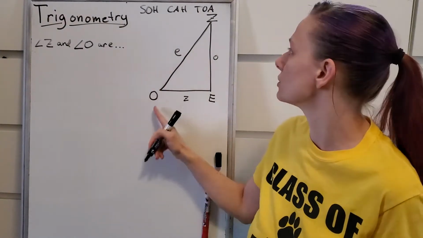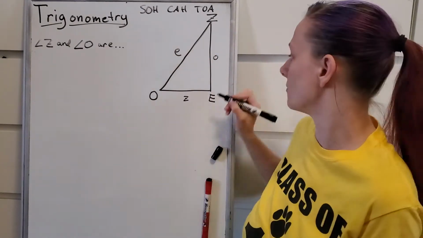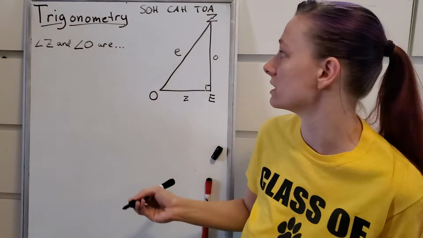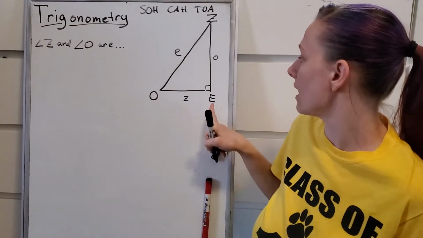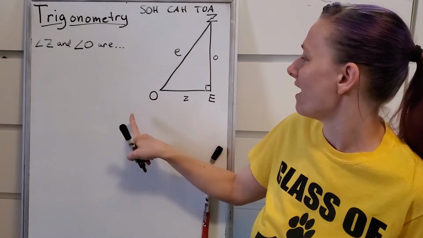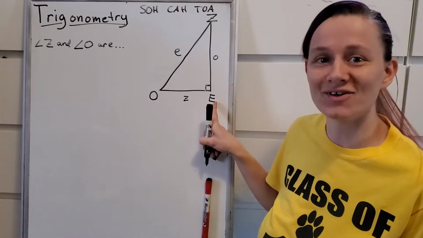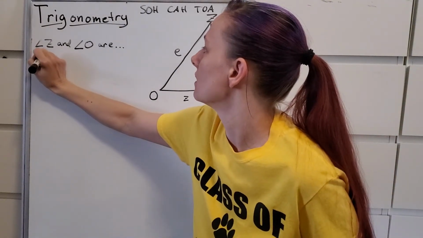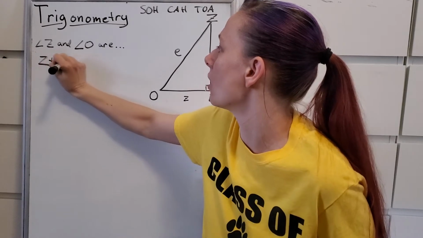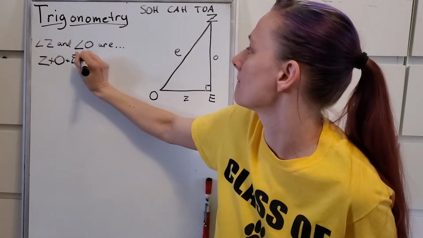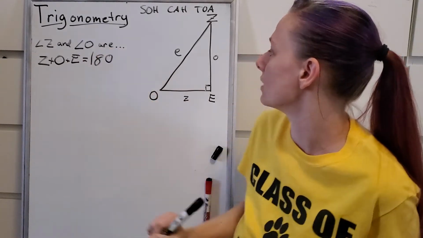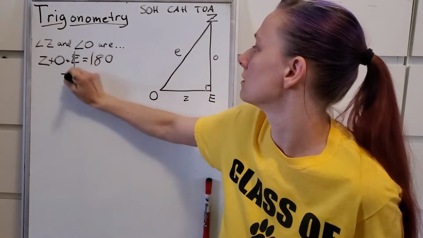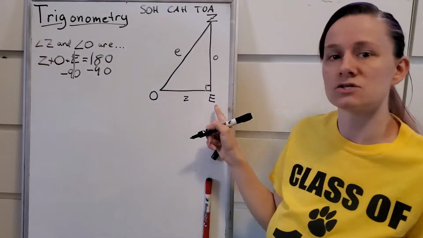The two acute angles of a right triangle are complementary because we know that the triangle adds up to 180 degrees. So angle O, angle E, and angle Z add up to 180. So Z plus O plus E equals 180. Well, we know that E is 90, because that's our right angle.